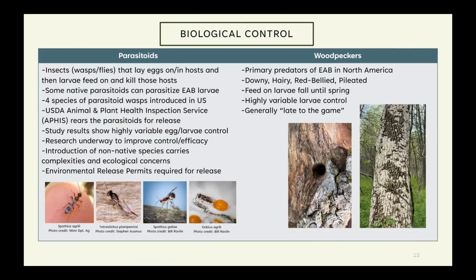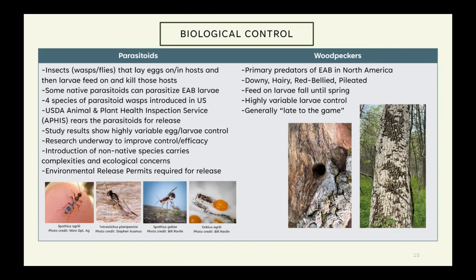And then biological control, or the use of living organisms like predators, parasitoids, or pathogens for pest suppression. It's not really a major control strategy for EAB at this time, but it is worth mentioning and recognizing that there are ongoing efforts to improve this control strategy. And so the parasitoids are essentially really small insects, wasps or flies that lay eggs on or in hosts, and then the larvae feed on and kill those particular hosts.